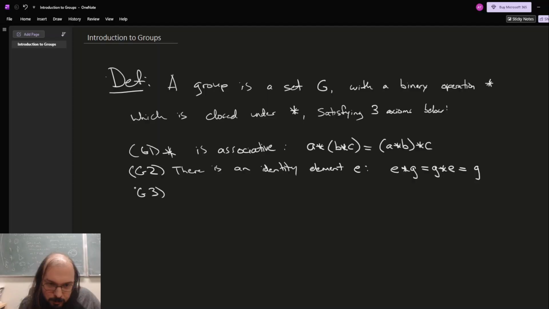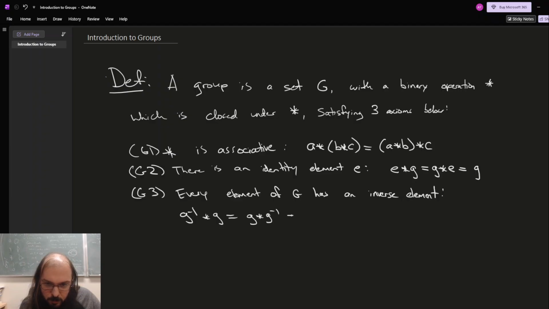And then lastly, every element of G has an inverse element. This means that there is another element, G inverse, with the property that G inverse times G, or G times G inverse, it doesn't matter, will be equal to this neutral identity element that we came up with.